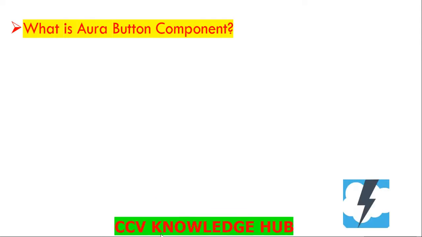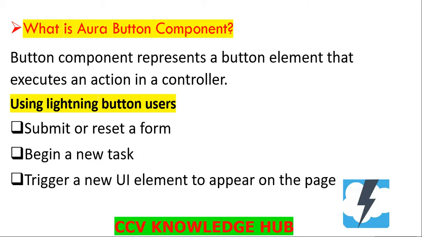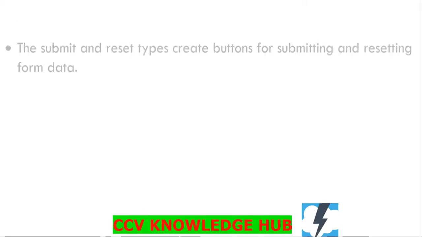So what exactly is the Aura button component? A button component represents a button element that executes an action in a controller. By using a button in Lightning, the user can perform different operations like submit or reset a form, begin a new task, and trigger a new UI element to appear on the page. So these are the actions we can perform.